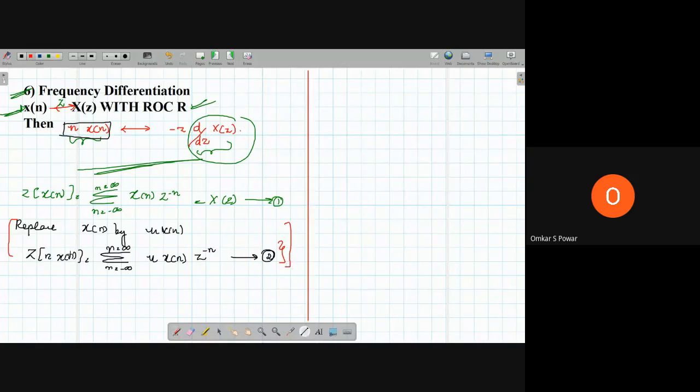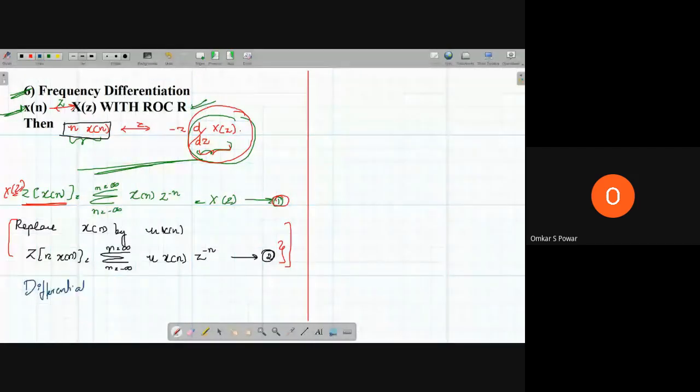Okay, so let us concentrate on our right side. So what we have, n into x of n, Z transform is minus z d by dz of X of z. So what we want to get is the differentiation of X of z. We know that your left hand side term is X of z. So if I differentiate your first equation, I will arrive at d by dz of X of z. So with that we will solve. So I will differentiate 1 with respect to z.